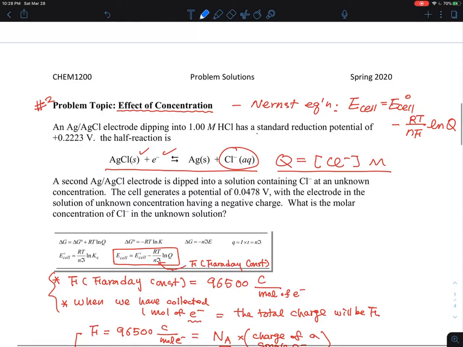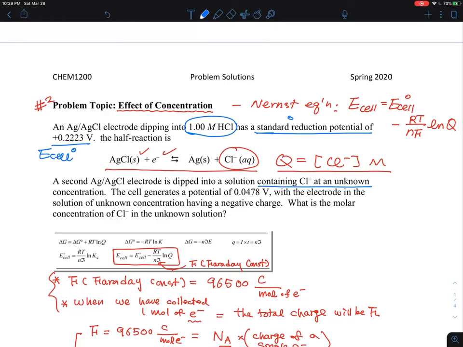So this one has a standard potential, which is at 1 molar concentration. That means the standard, which is this notation, E cell naught. And then they put it into a solution containing an unknown concentration of chloride. So this is what we want to find out, the chloride, and the cell generates this much cell potential. So that's what we are measuring. Okay. So once again, I'm going to write the Nernst equation. RT over NF, ln Q.